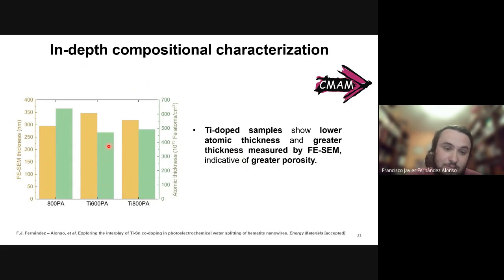And this means that in the case of titanium doped samples, we have less material, less atoms of iron in more nanometers of sample. And this can be an indicative of greater porosity. Of course, to have a good result of porosity, you have to apply a BET or something, but this can be an indicative that we have less material in more nanometers.